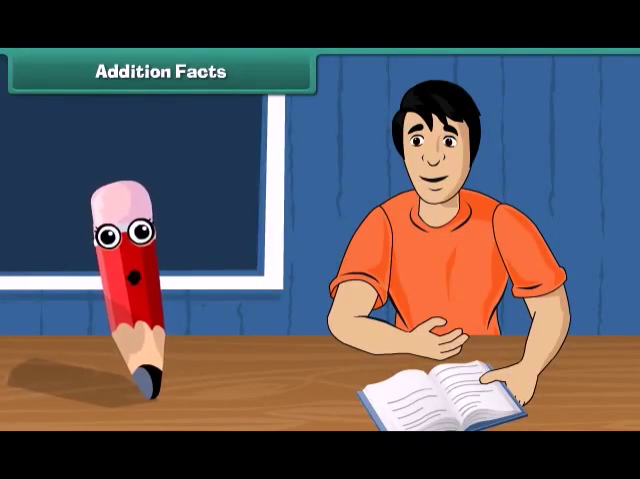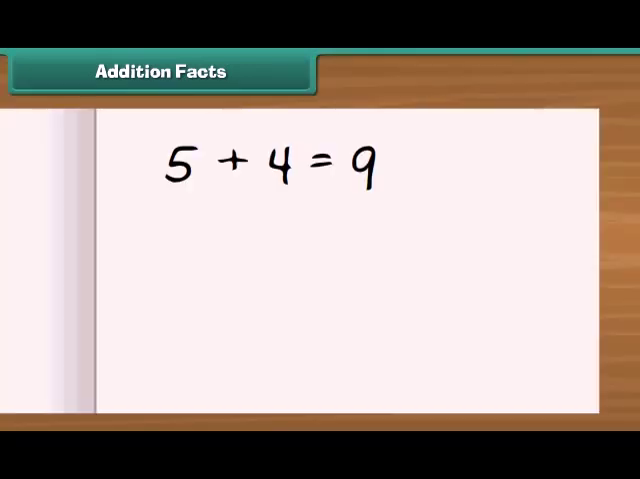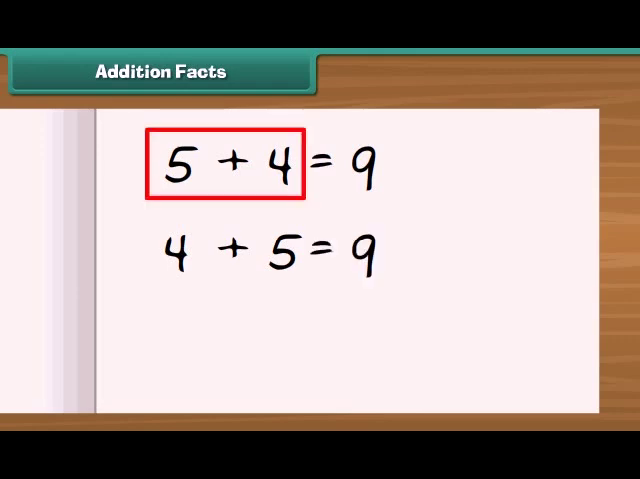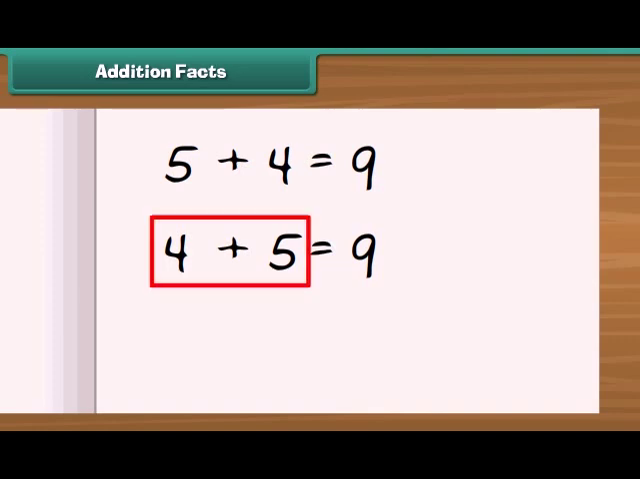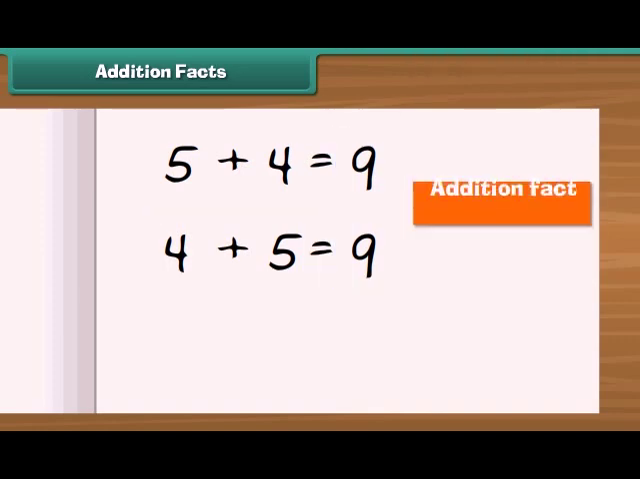Show me your notebook. You know that the sum of 5 and 4 is 9. And if we add 4 to 5, we again get a sum of 9. Whether you add 5 to 4 or 4 to 5, their sum will always be the same. This is known as addition fact.